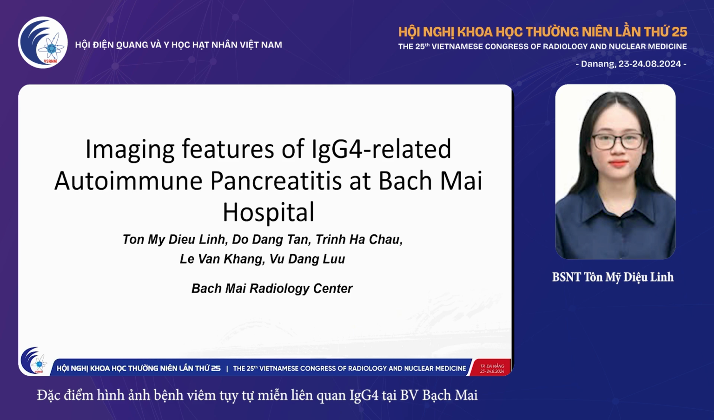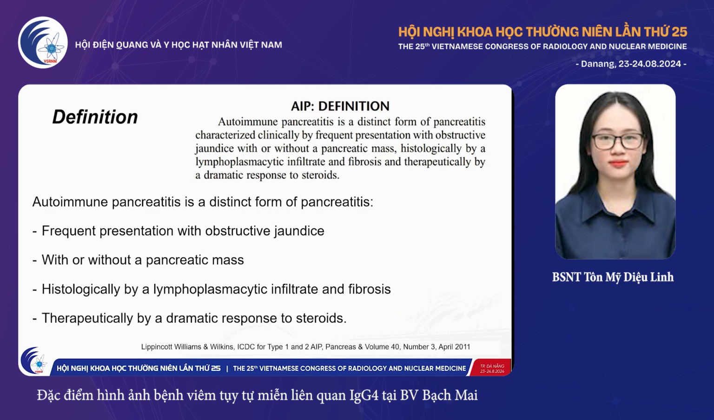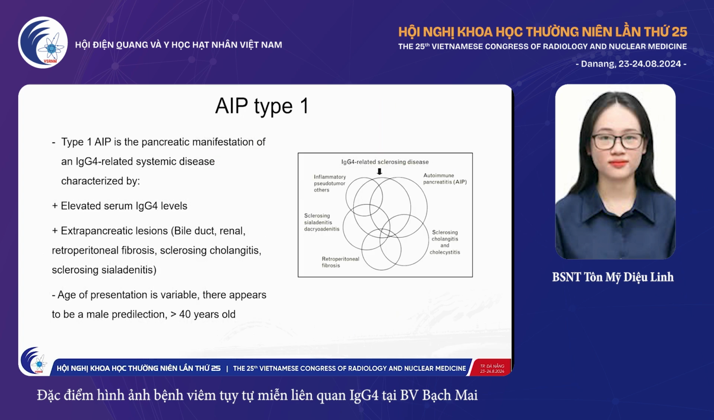And it's my honor to present our research: imaging features of IgG4-related autoimmune pancreatitis at my hospital. AIP is a distinct form of pancreatitis frequently presenting with obstruction without a pancreatic mass, typical histology, and response to steroids. It is a pancreatic manifestation of IgG4-related systemic disease, combined with an elevated serum IgG4 level and extrapancreatic lesions.